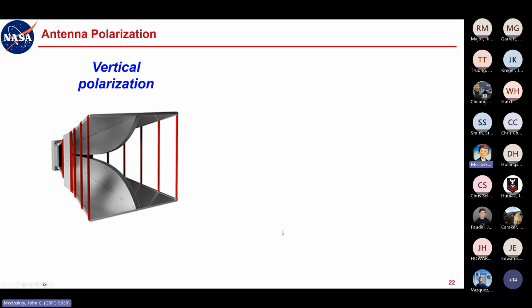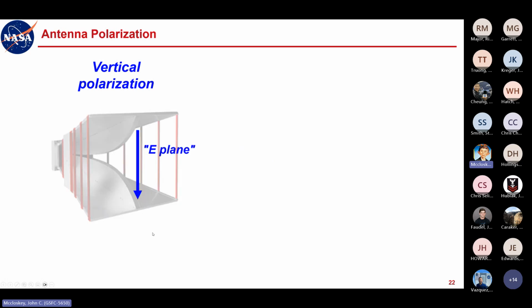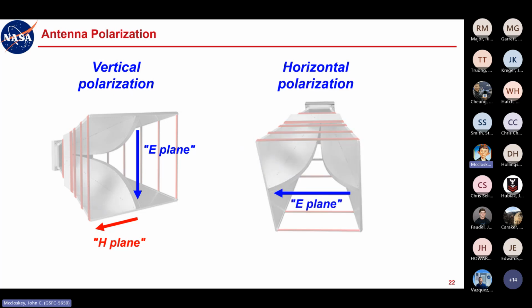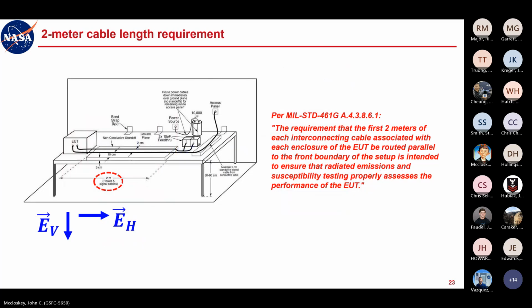So, review of polarization. Polarization is just in the direction of the conducting elements of your antenna. So this is vertical polarization. E plane is in the direction of the elements. H plane is orthogonal to that. And then horizontal is just rotated 90 degrees.